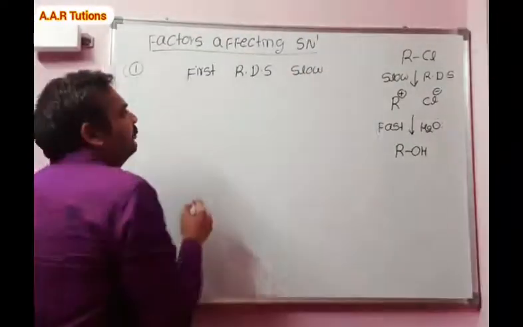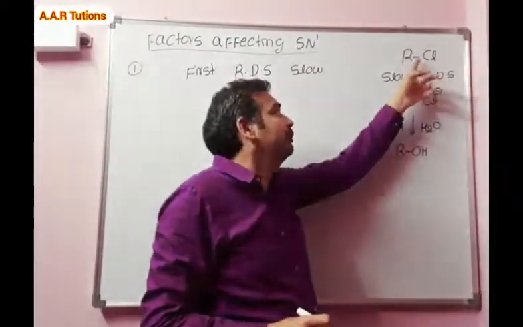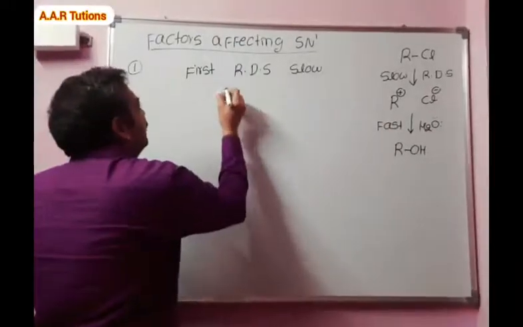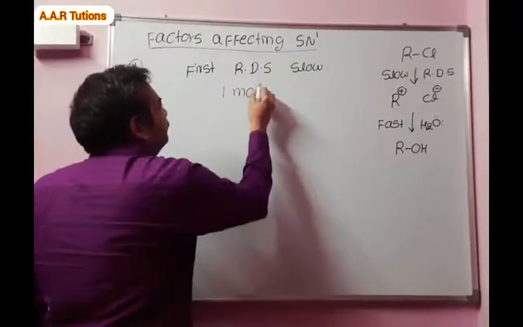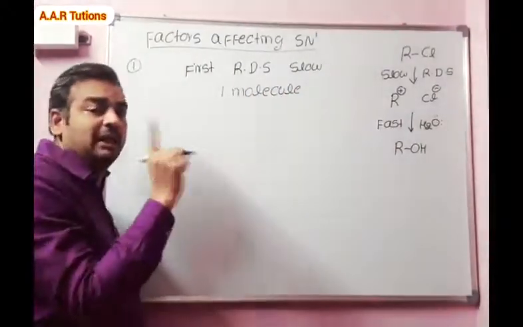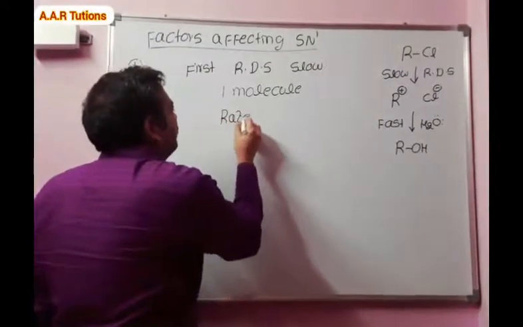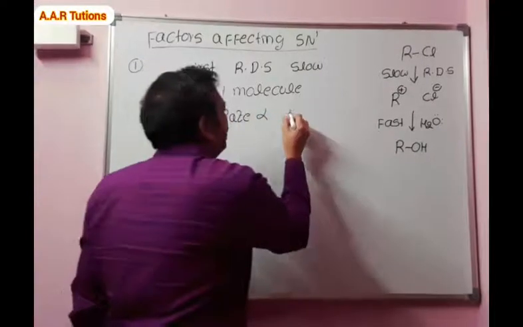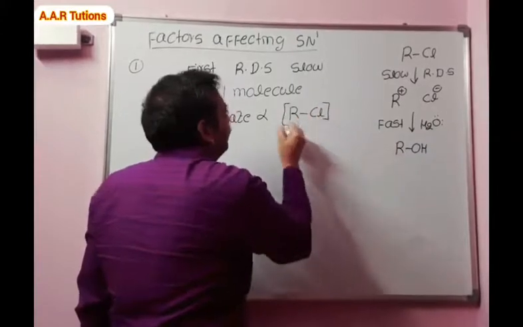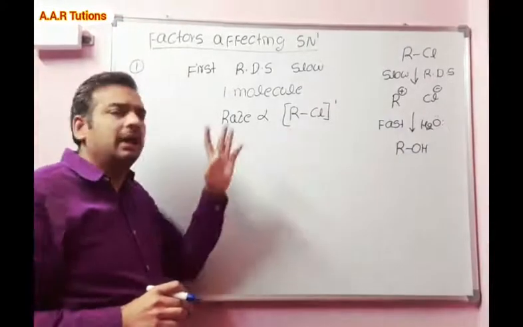In the first step, only alkyl halide is involved in the reaction. So that means only one molecule is involved in the first step. That's why the rate of reaction is directly proportional to the concentration of alkyl halide.